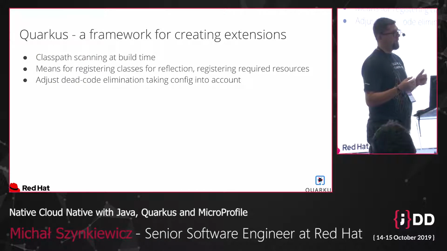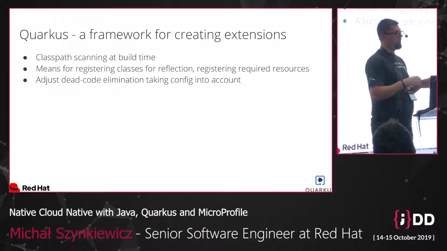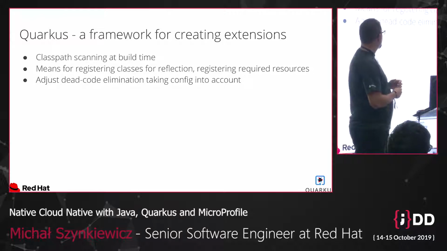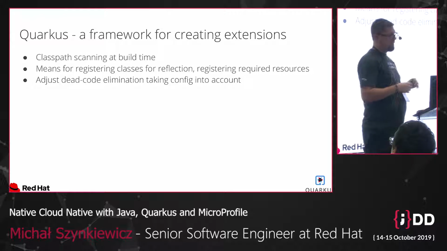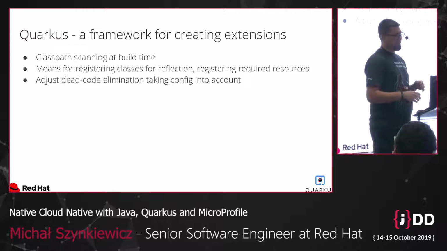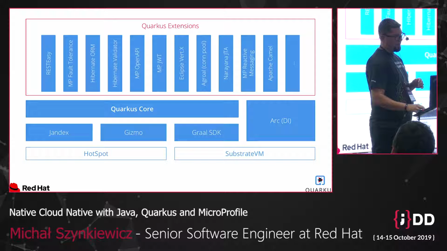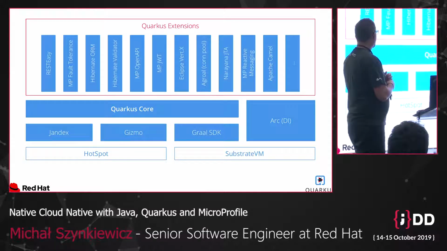Full stack framework is one name for Quarkus, but you can also look at it as a framework for creating extensions that work in this native mode. Generally, Quarkus does classpath scanning at build time, provides means for registering for reflection, etc., and adjusts the dead code elimination. And this is how it looks in the big picture.